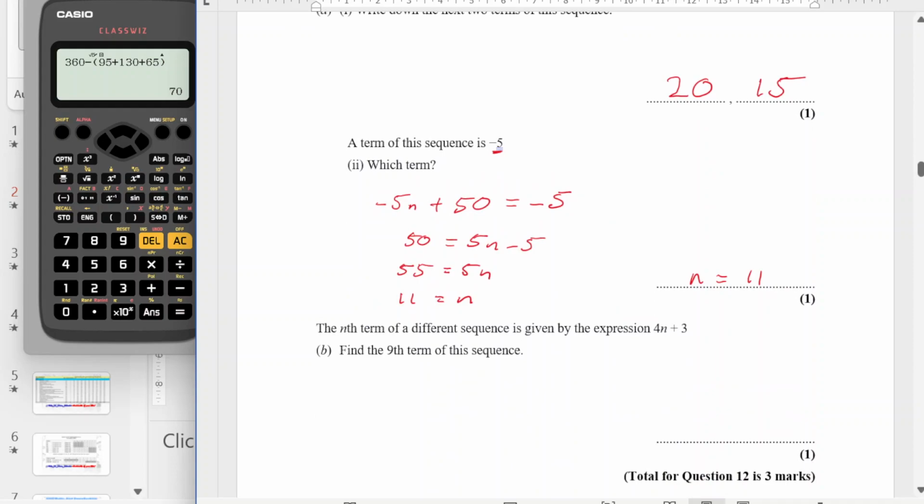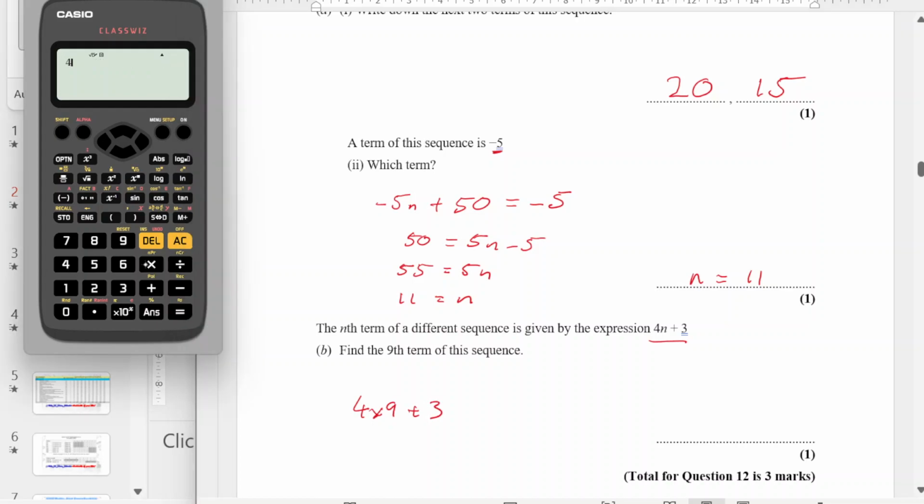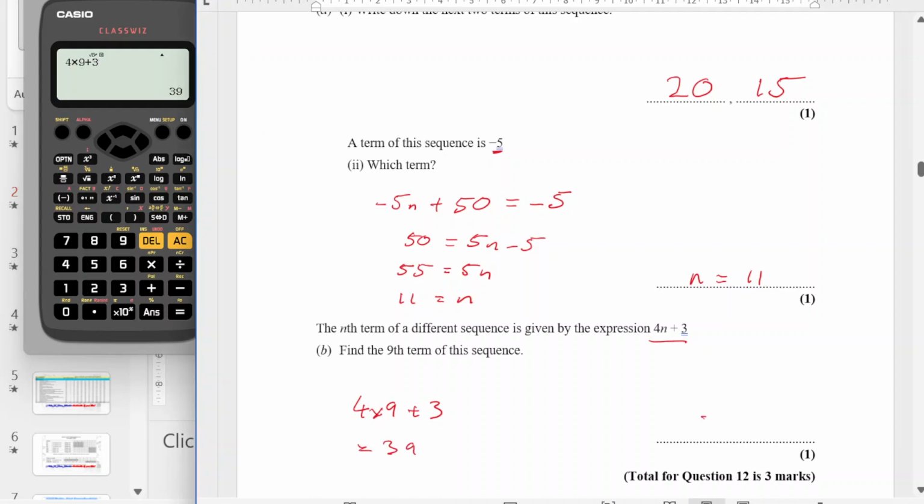The nth term of a different sequence is given by the expression 4n plus 3. Find the 9th term. So we just do 4 times 9 plus 3. And again, you don't need to do anything other than type that into your calculator. You are more than capable of doing it in your head, but double check it. 39. Most straightforward way.